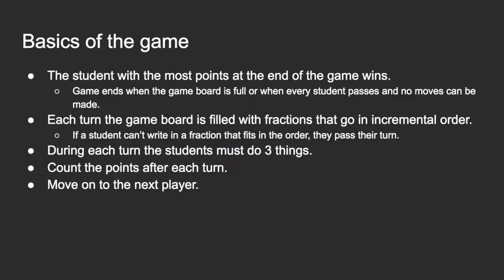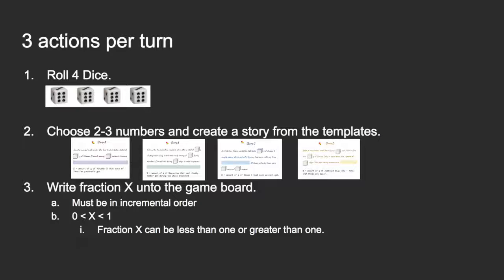Third, during every turn, the player must perform 3 actions. The first action is to roll 4 dice. The second action is to choose from those 4 dice 2 to 3 numbers and create a fraction story with one of the templates, and then calculate the value of fraction x based off the story and the numbers you choose. And finally, number 3. Once you have fraction x, find a spot on the game board to write in fraction x. Keep in mind that the fractions must be in incremental order.